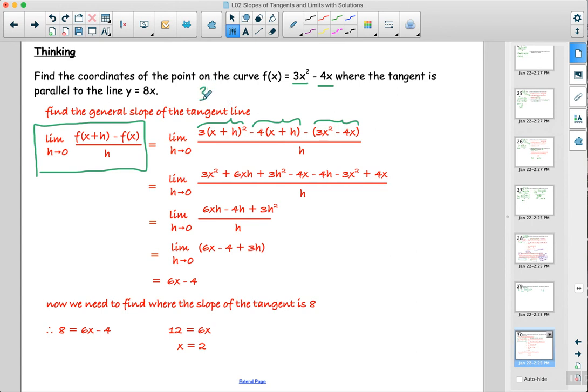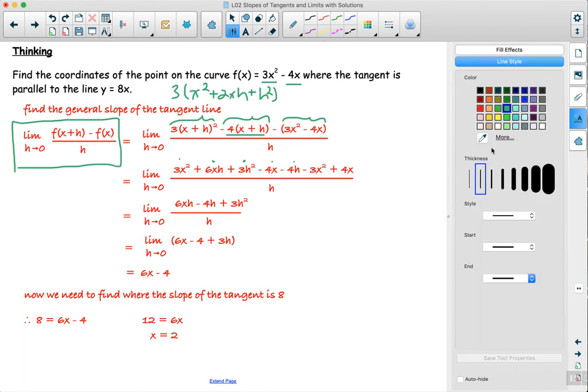If we expand x plus h all squared, we'll get x squared plus 2xh plus h squared. I should have mentioned earlier, this would be an example of something I would consider to be a thinking question. And then when I distribute this, I'm going to get, there's the 3x squared. There is 3 times 2, there's the 6xh. And 3 times h squared, there's the 3h squared. Distributing this one, we get minus 4x minus 4h. And distributing here, we get minus 3x squared plus 4x.